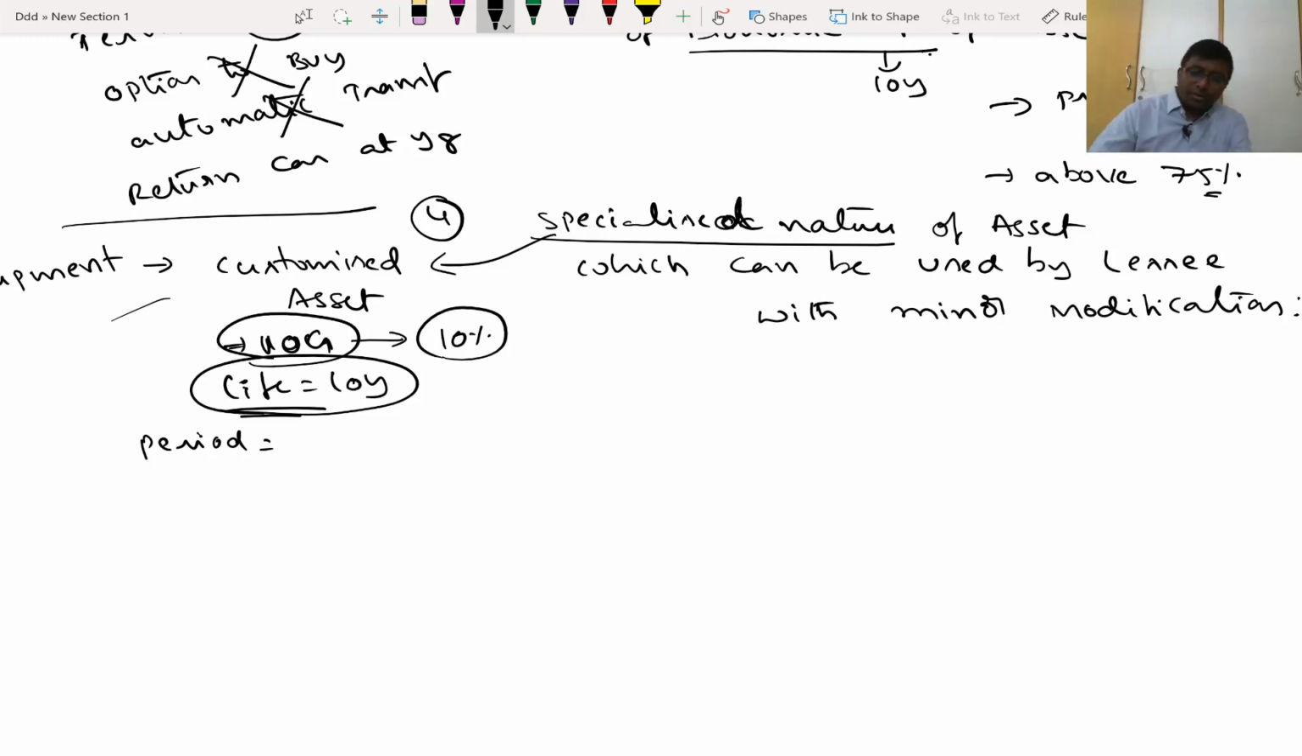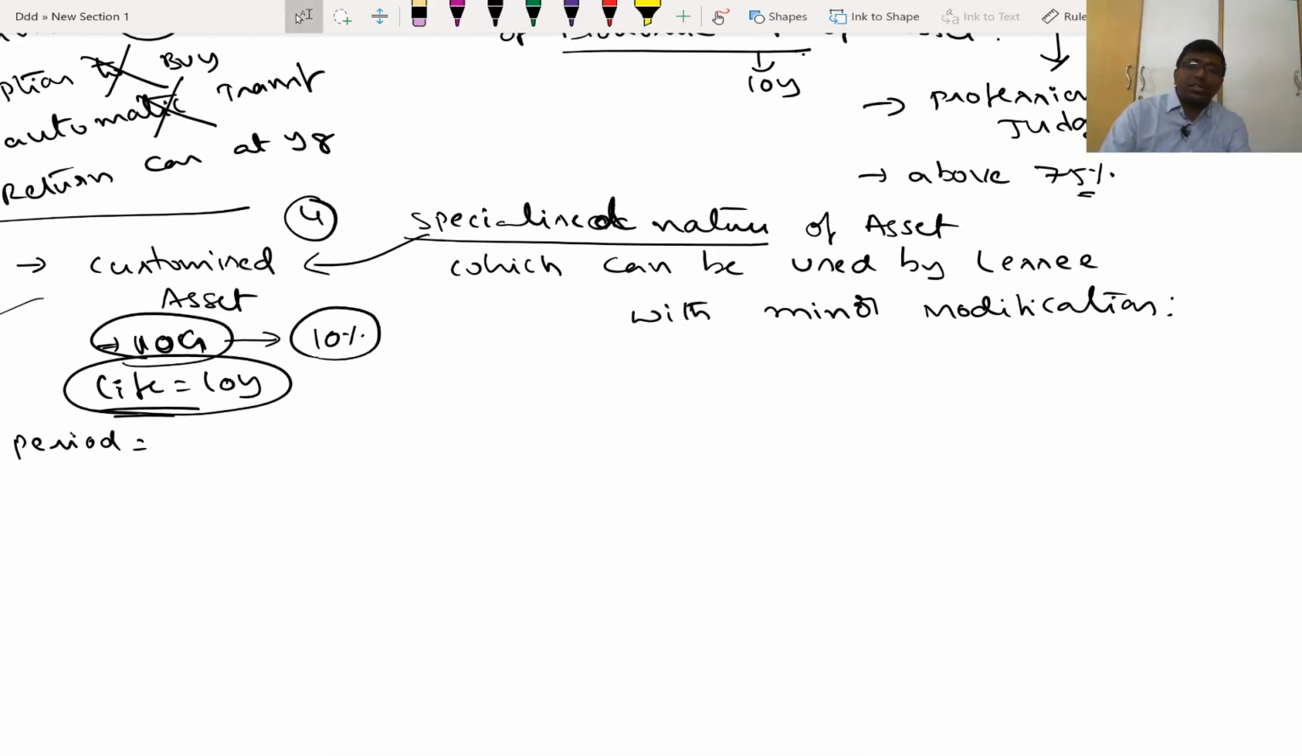That is the one. Specialized nature means a customized item which can be used only by the lessee, with minor modifications or without modifications. Other persons would have to make major modifications. Under that circumstance, it is automatically treated as a finance lease. We don't need to look at the terms and conditions. By looking at the nature of the asset, we can close it and classify it as a finance lease.